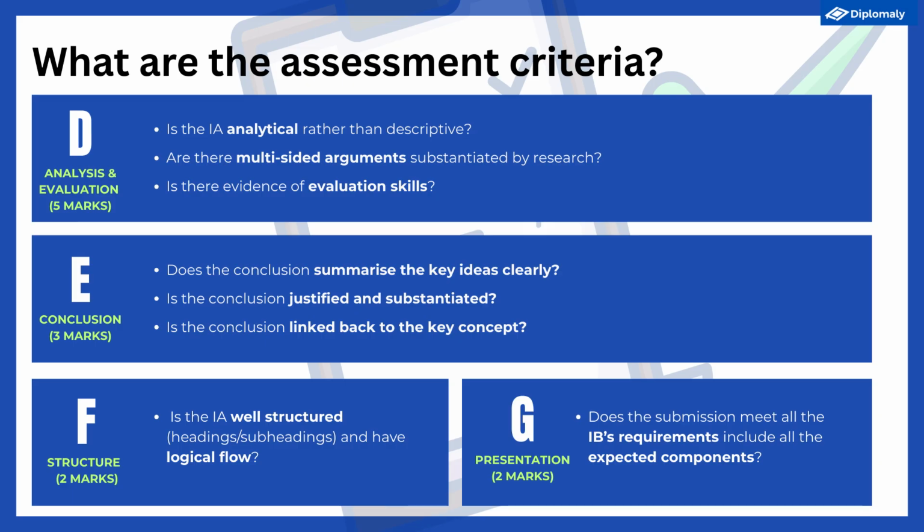Criterion F and Criterion G have to do with the structure and presentation of the IA, and are each worth 2 marks. These are the easiest criteria to score full marks on, but also represent an easy place to lose marks if you don't check your work carefully.